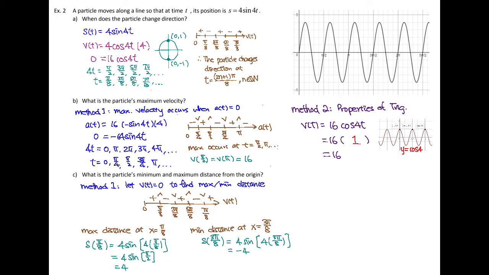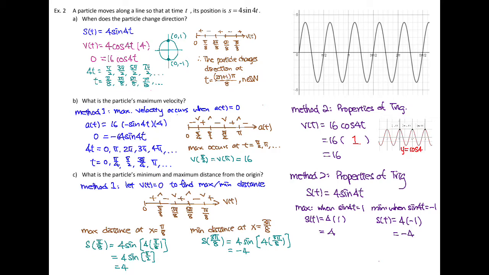to identify each critical point as a maximum or minimum. After that, we know there's a maximum at pi over 8. We substitute back into the displacement time function. We get the distance, which is 4. At the same time, we know the minimum is at 3 pi over 8. We substitute 3 pi over 8 into the displacement time function. We will get the distance is negative 4.